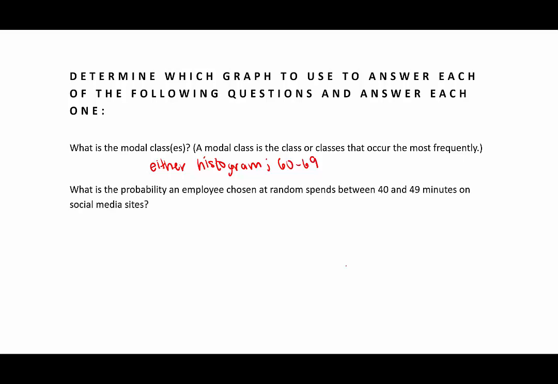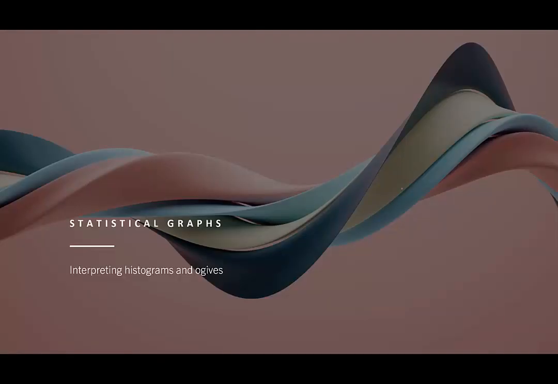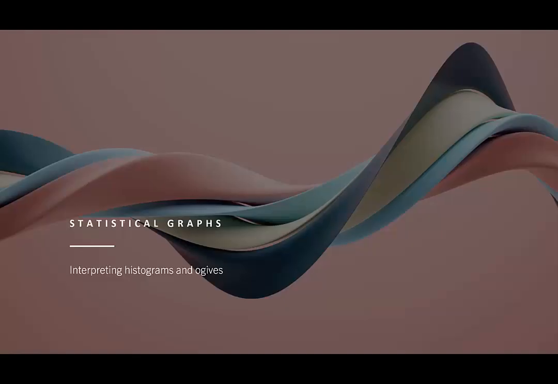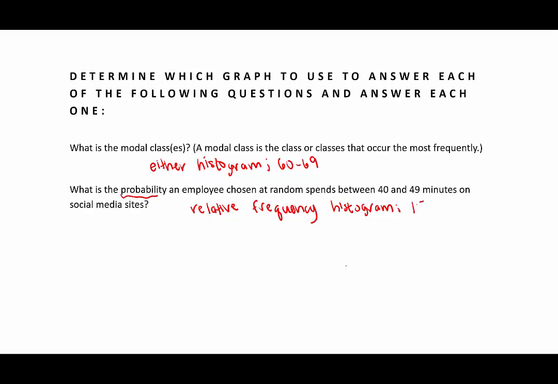Next question, what is the probability an employee chosen at random spends between 40 and 49 minutes on social media sites? Because it's asking for probability, we want to use the relative frequency histogram. And then we'll just be able to pull that number right off the y-axis. So we'll check that class, and then we'll check its probability. Okay, so going back, here we are. The relative frequency histogram, we were looking for 40 to 49. That's this one here, and that was 15%. And we'll say 15%.